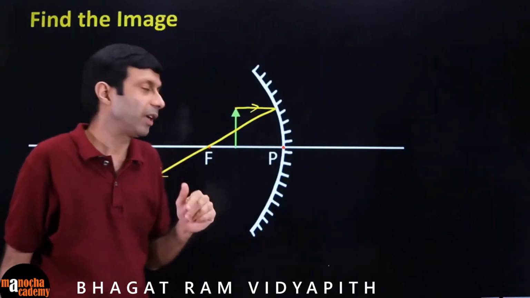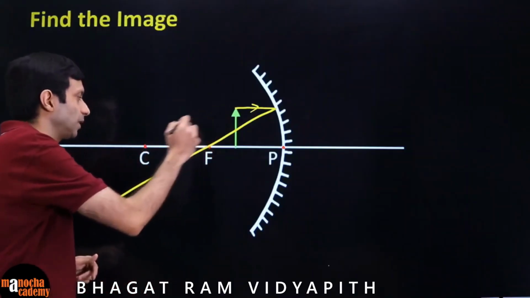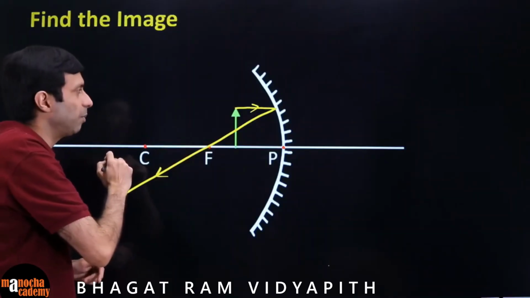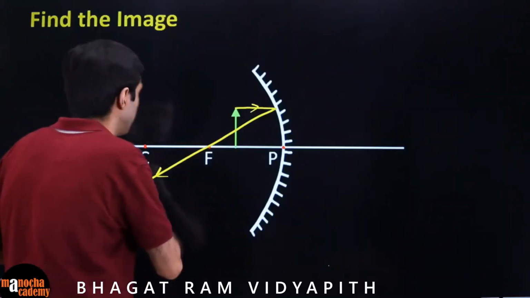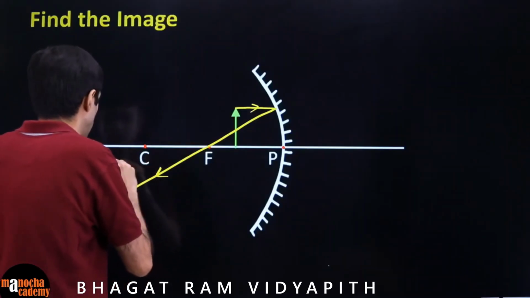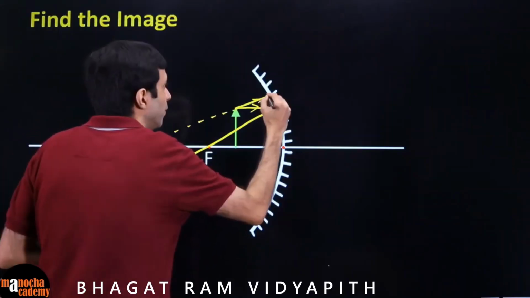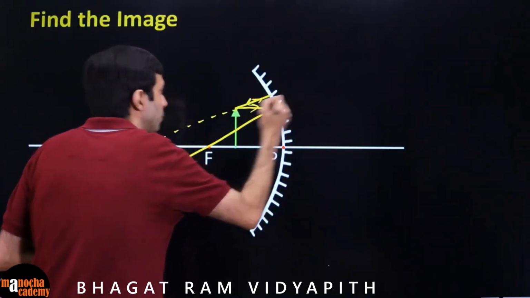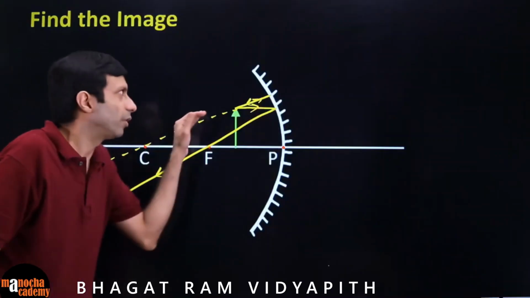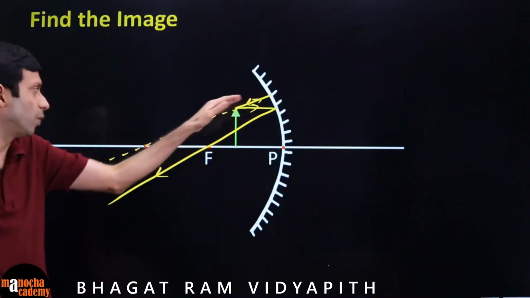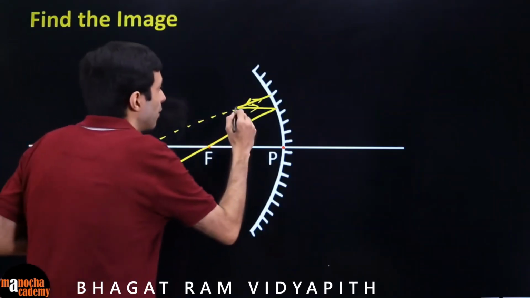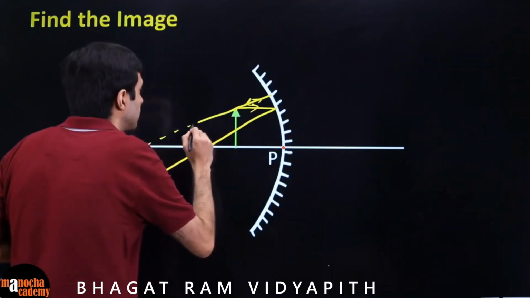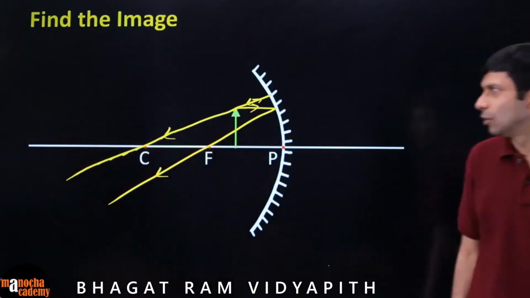So maybe I can try rule 2. For rule 2, the ray is not passing through the center of curvature, but maybe I could take a ray which is coming through the center of curvature, as if appearing to come from there. So if we had a ray like this, we know that after reflection it will bounce back. Do you agree? A ray which is targeted towards the center of curvature simply bounces back here. So after reflection the ray will become like this. Does this make sense?